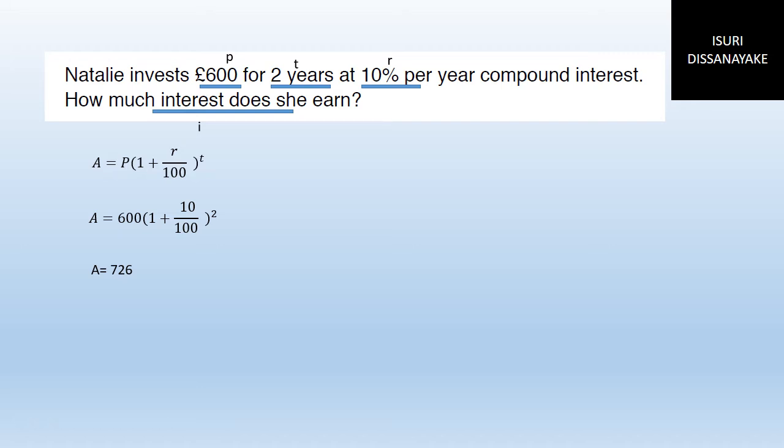But we don't want to know the total amount. We want to know the interest. So how do you find the interest? We learned this equation: total amount A is equal to P plus I, such that 726 is equal to 600 plus I. P is the initial amount or the principal amount invested. So at the end of 2 years, she has earned a total of 726. This extra 126 is the interest that she has earned. Next question.